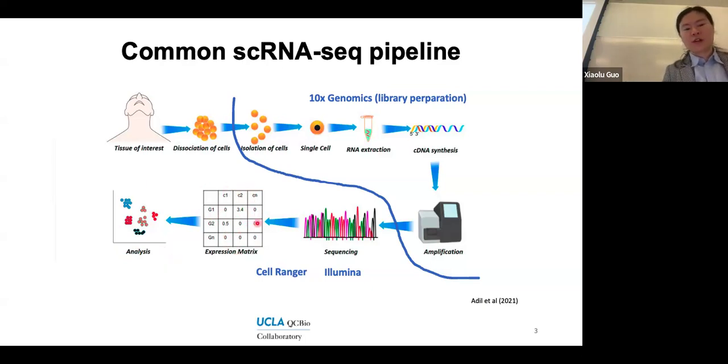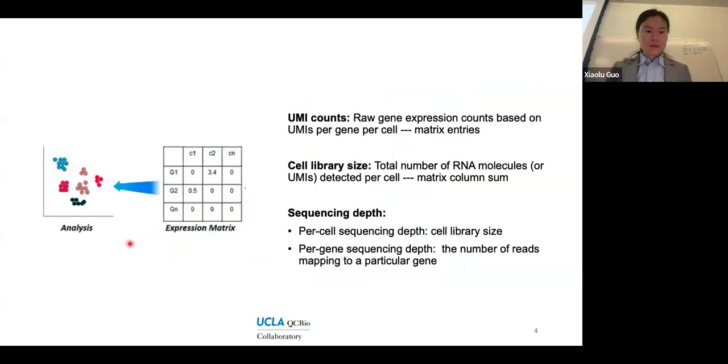So today we're going to focus on this part: from the expression matrix, we will do further exploration. Let's introduce some key concepts that are important. The first is the UMI counts, which are the raw gene expression counts based on UMI per gene and per cell. And those are the matrix entries.